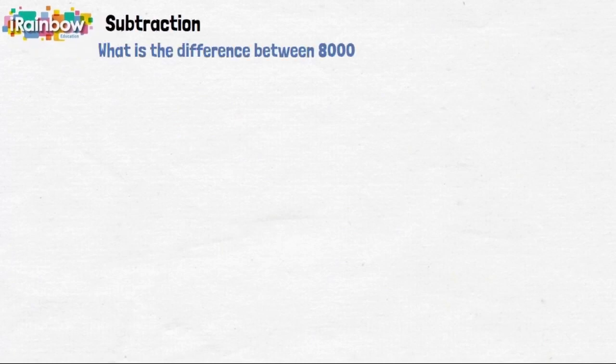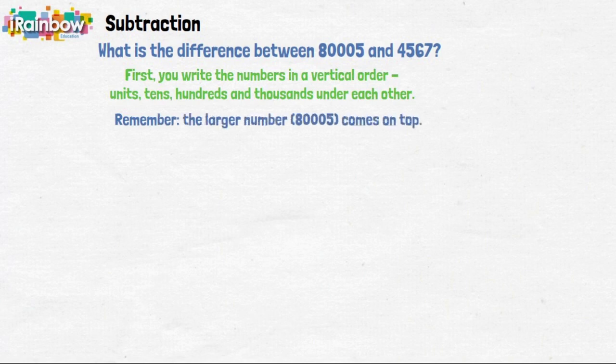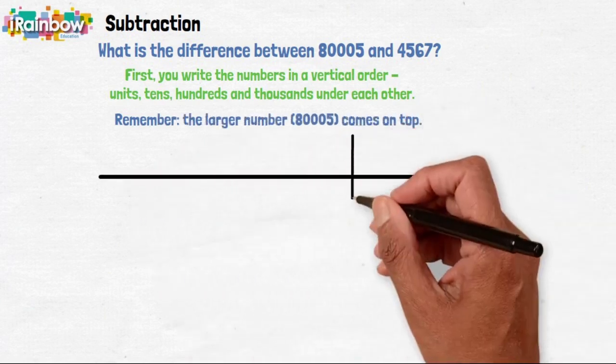In this video, we are going to learn about subtraction. What is the difference between 80,005 and 4,567? First, you write the numbers in the vertical order and in their correct place values under the units, tens, hundreds, thousands, and 10,000s. Remember, the larger number goes on top. Work vertically, starting with the units column first.